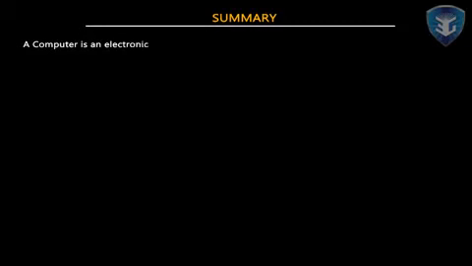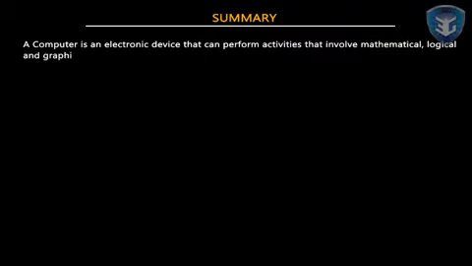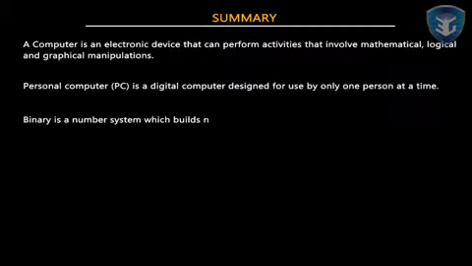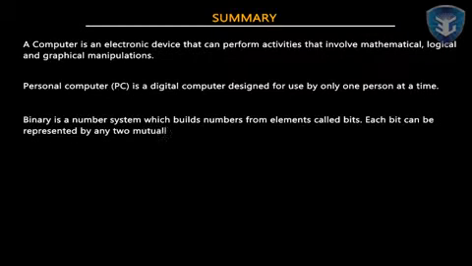Now in the end, let us summarize what we have learned in this lecture. A computer is an electronic device that can perform activities that involve mathematical, logical, and graphical manipulations. A personal computer, or PC, is a digital computer designed for use by only one person at a time. Binary is a number system which builds numbers from elements called bits. Each bit can be represented by any 2 mutually exclusive states.